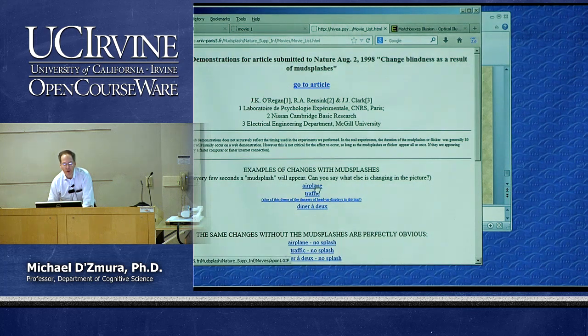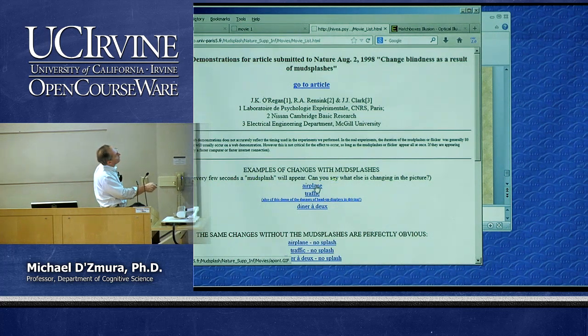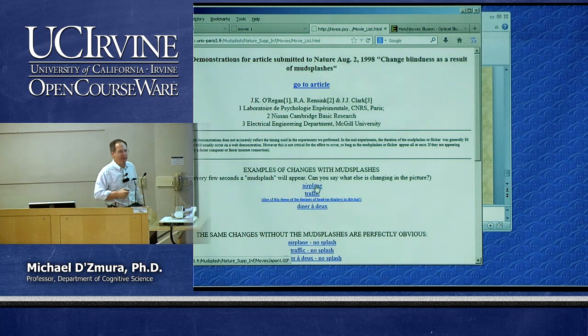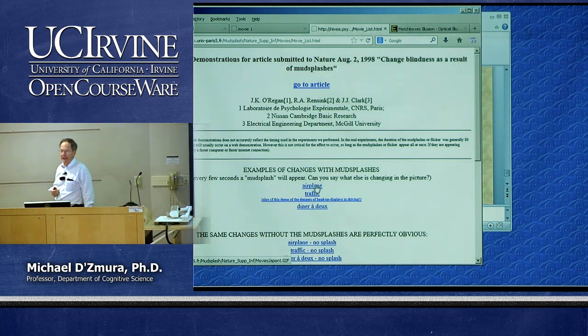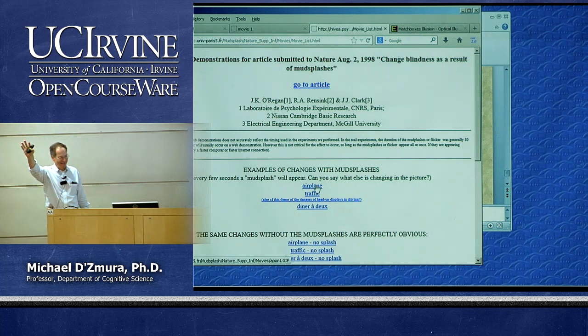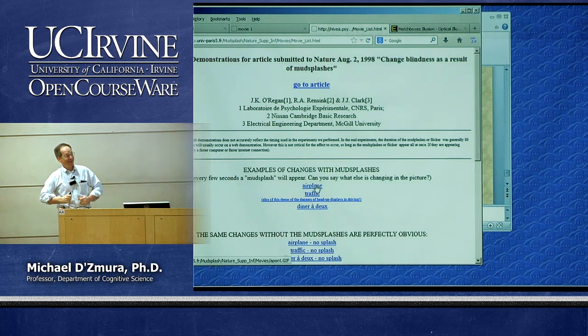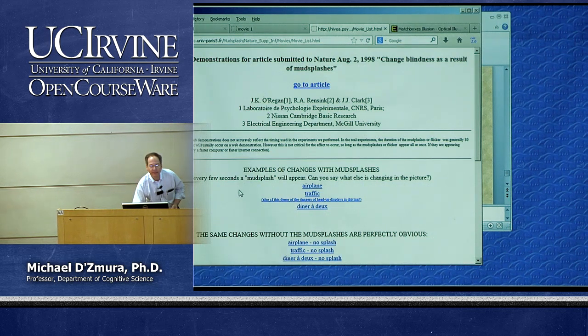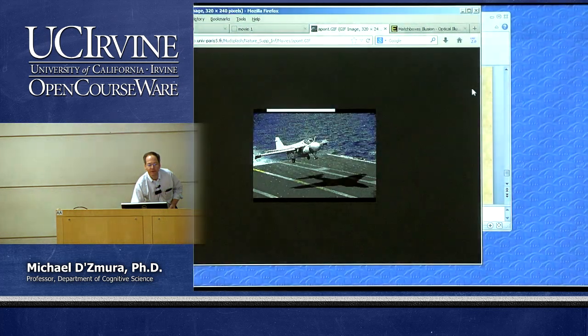Okay. So what we're going to get are mud splash stimuli. And I'm going to start with the airplane. And as it says, every few seconds we're going to get a mud splash. And we're supposed to figure out what is changing in the picture. And if you know what's changing, please do us a favor, do not say it out loud. You can go like this, oh, I see what's changing. But there will be people who won't see it, and so keep silent for a moment while we view this stimulus, and there it is.